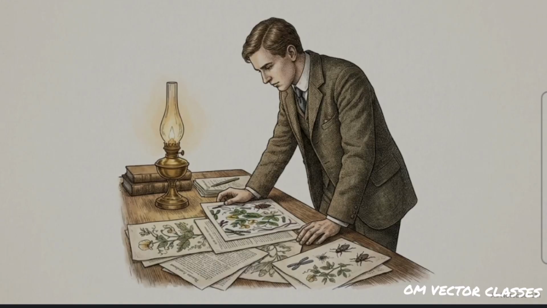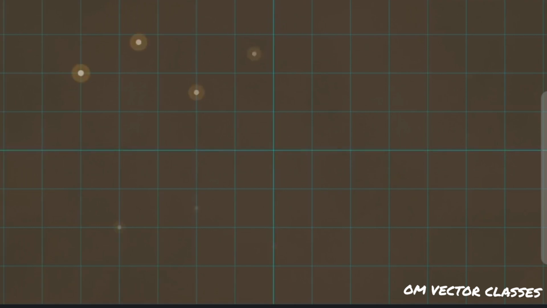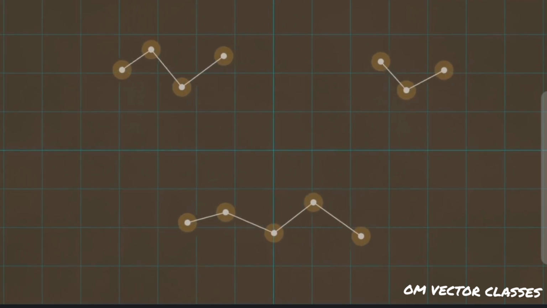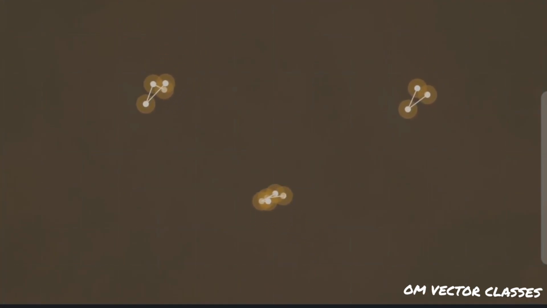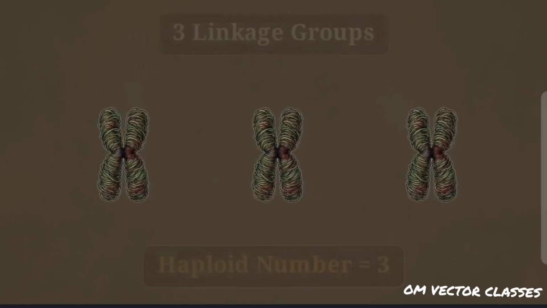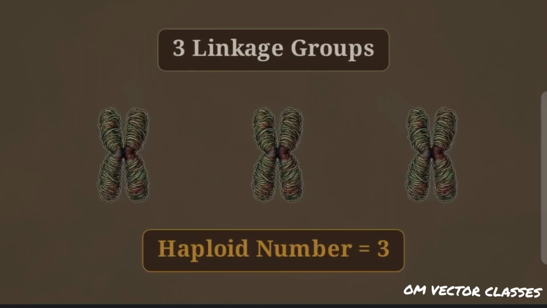Alfred Sturtevant, a student of Morgan, took these percentages and plotted them out, creating the first precise coordinate system of a genome based on the frequency of crossing over. He defined these clustered sequences as linkage groups. Since each chromosome represents a single group, the total linkage groups exactly match the haploid number.